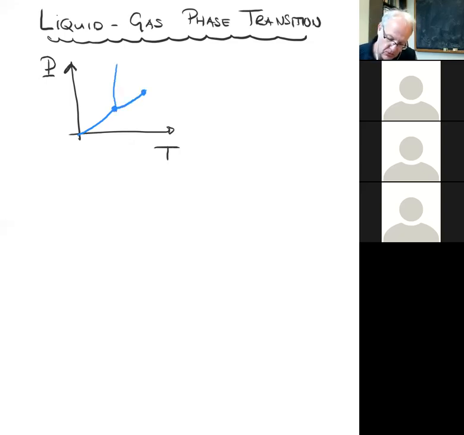Okay, so there's a solid here. The solid corresponds to either very low temperature or very high pressure. There's a gas here that corresponds to low pressure or high temperature, and there's a liquid here.